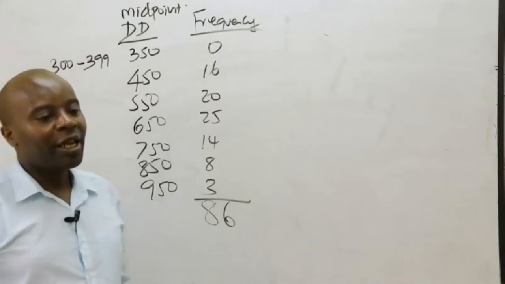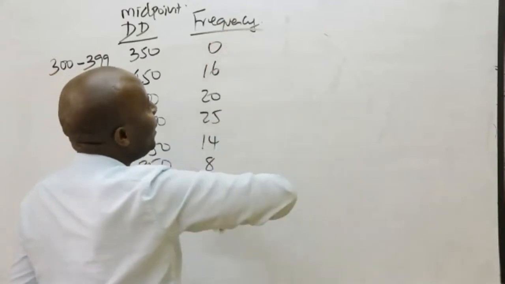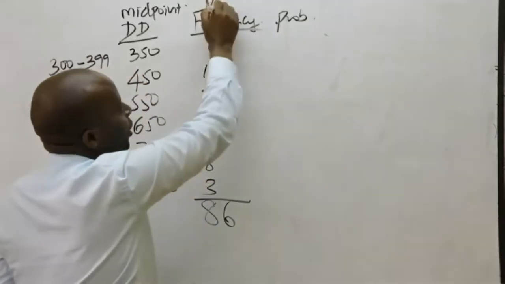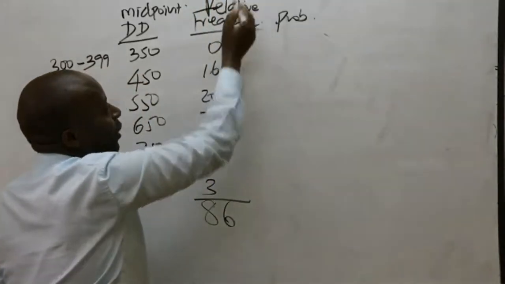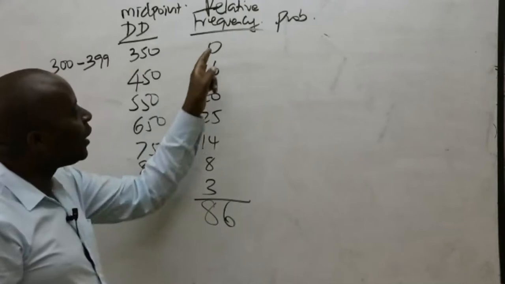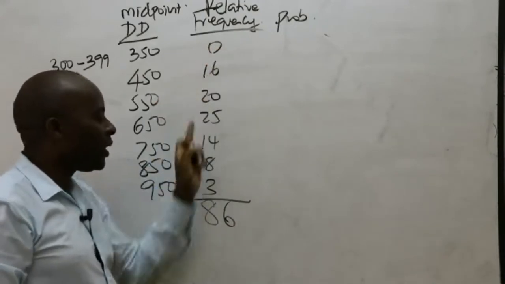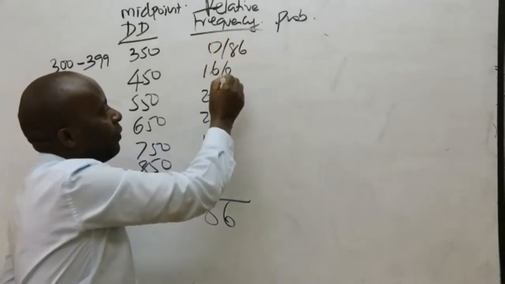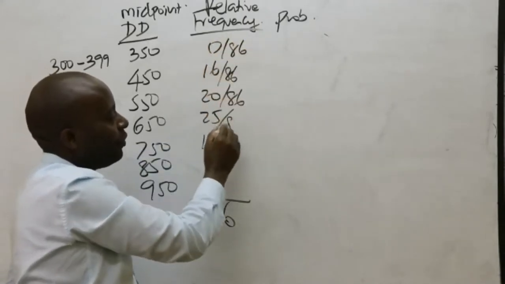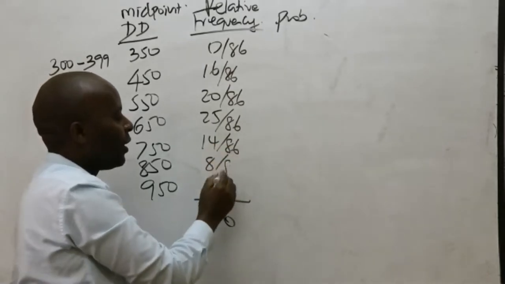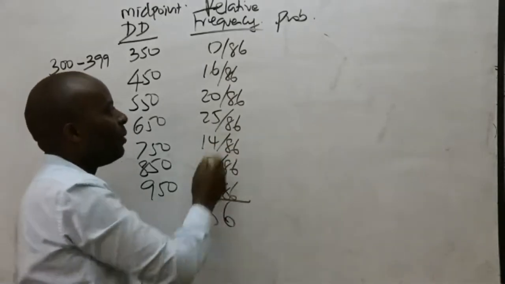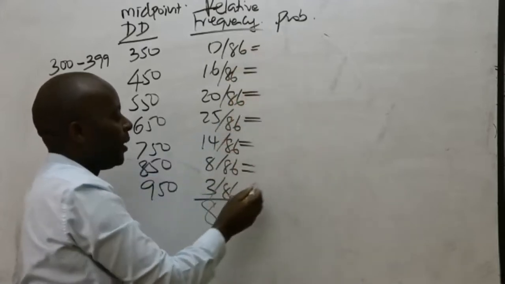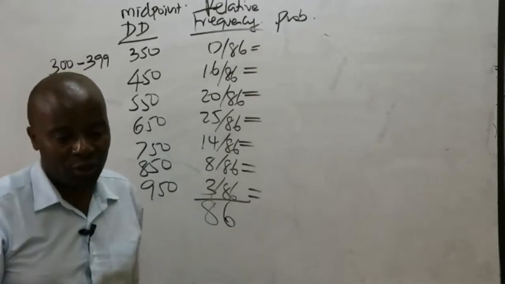Thank you very much. Now from there, to convert these frequencies to probabilities, what we shall do is to call these relative frequency, where we relate these individual frequencies here to the total. So these will be 0 divided by 86, 16 divided by 86, and so on, each divided by 86. The moment you do that, then you will have what we call probabilities.